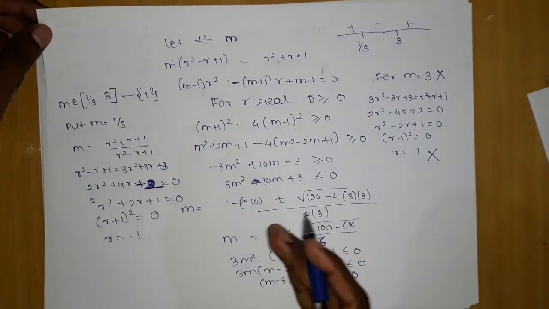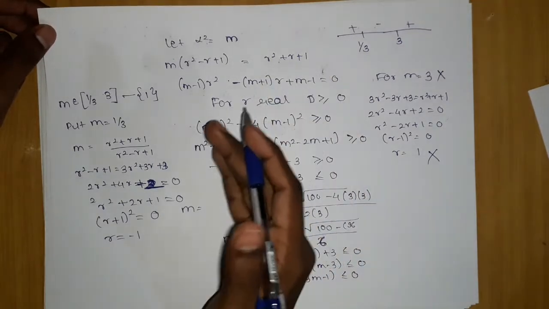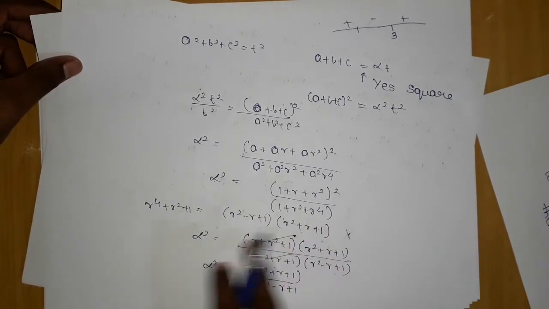Why we did the discriminant D greater than or equal to 0, I told the reason behind it. I multiplied this and got these values. Why did I break this?